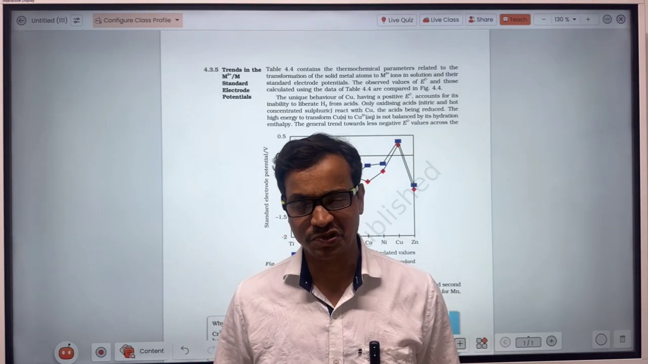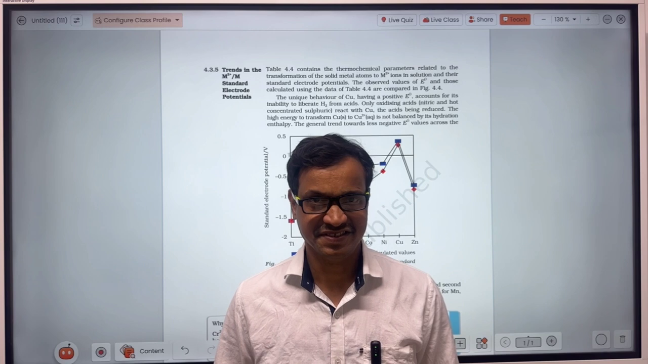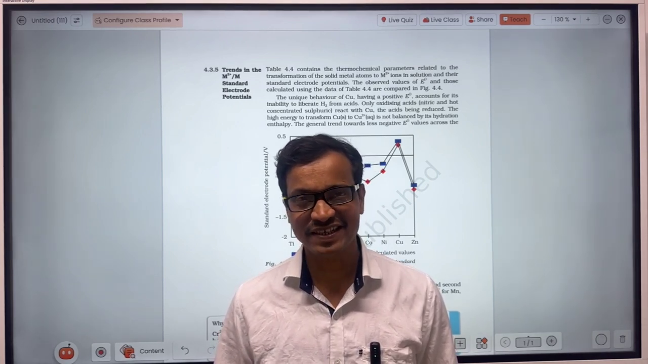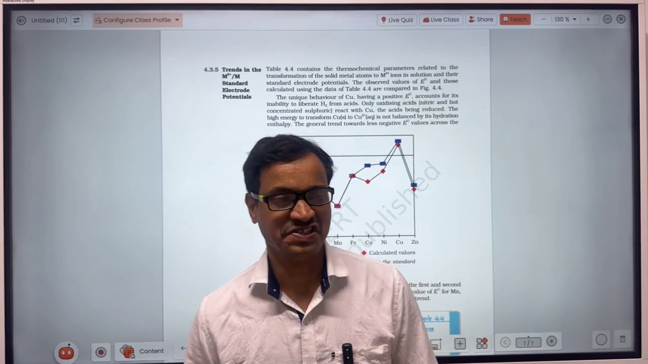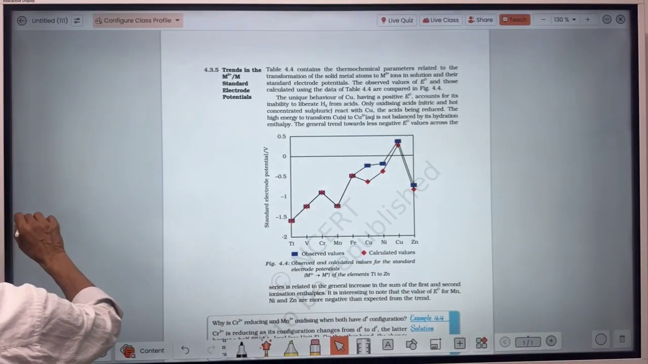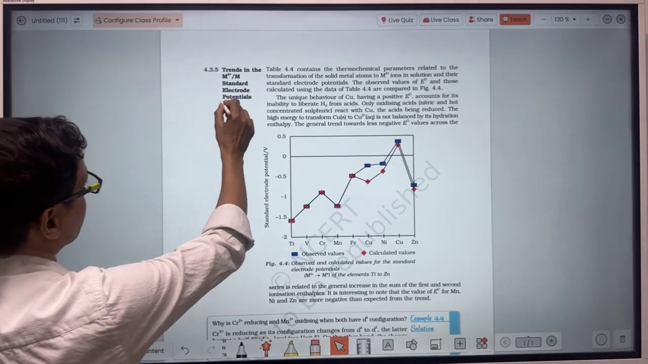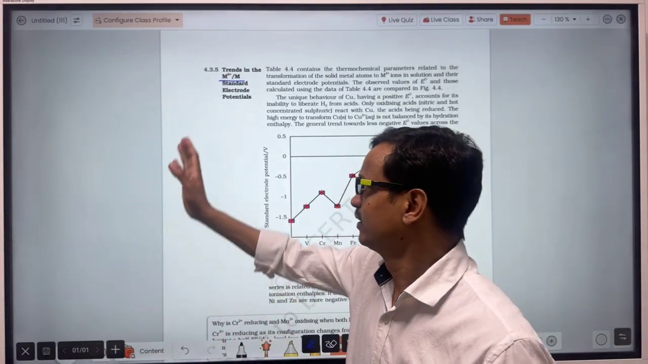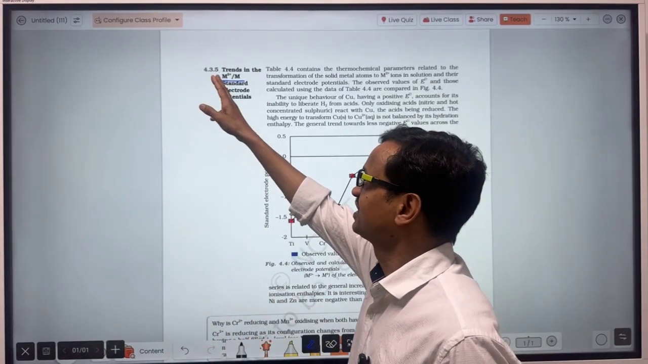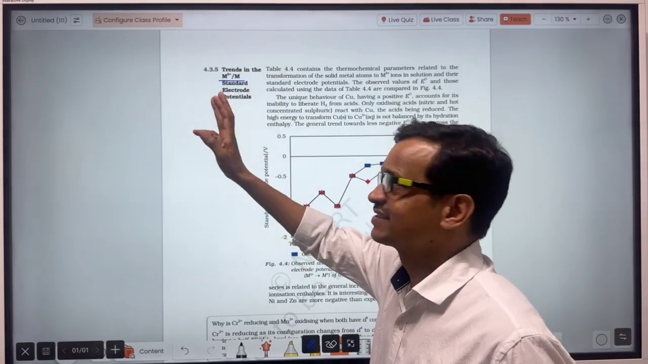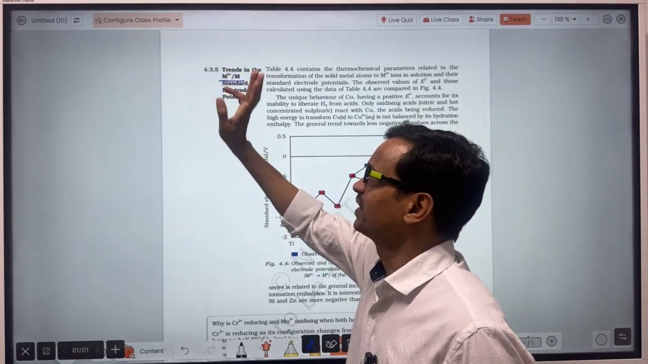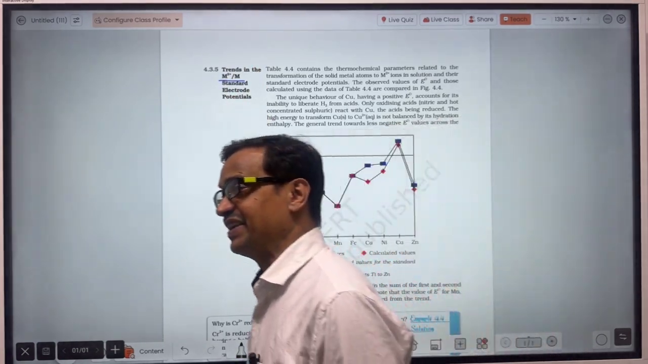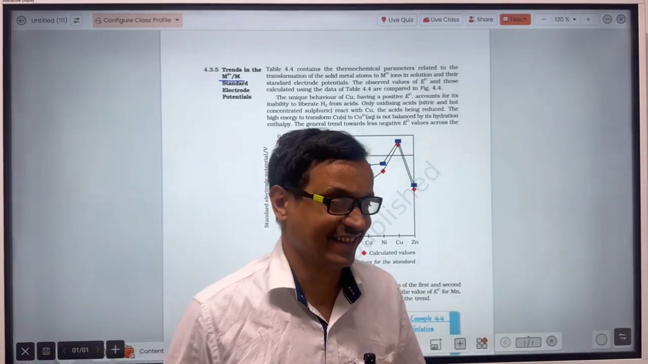Standard electrode potential means reduction potential, meaning the ability to take up electrons. That is the meaning of standard electrode potential. As the name indicates, here it is M2+/M. That means the ability to go from the oxidized form to the reduced form, that is, from M2+ to the atomic state. What will be their ability? About that we will discuss in this topic.